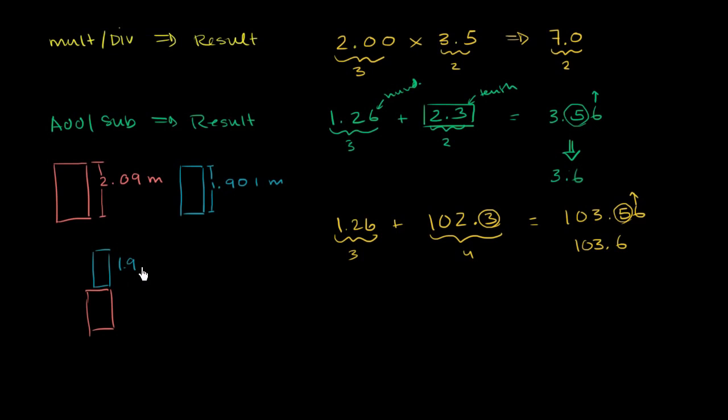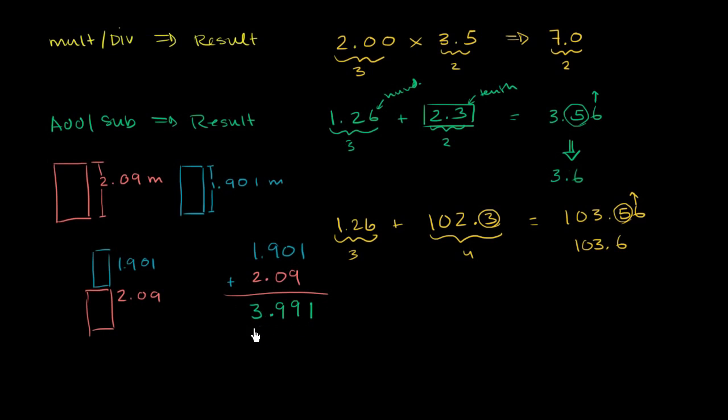You would add the 1.901 plus the 2.09. So let me add those up. So if you take 1.901 and add that to 2.09, you get 1 plus nothing is 1. 0 plus 9 is 9. 9 plus 0 is 9. You get the decimal point. 1 plus 2 is 3. So you would get 3.991.